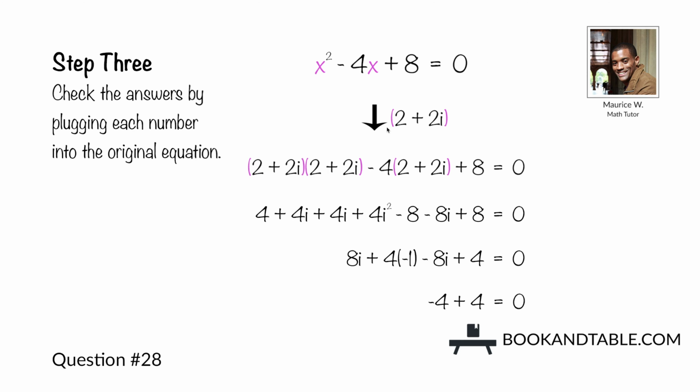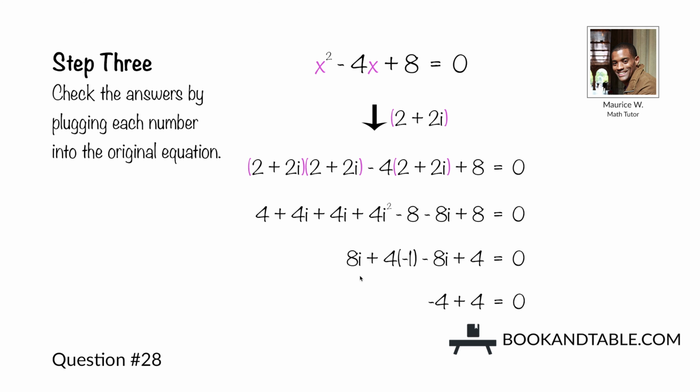And now we test our second value, 2 plus 2i, giving us 2 times 2, which is 4. 2 times 2i is 4i. 2i times 2 is 4i. 2i times 2i is 4i squared. Negative 4 times 2 is negative 8. Negative 4 times 2i is negative 8i. Plus 8 is equal to 0.